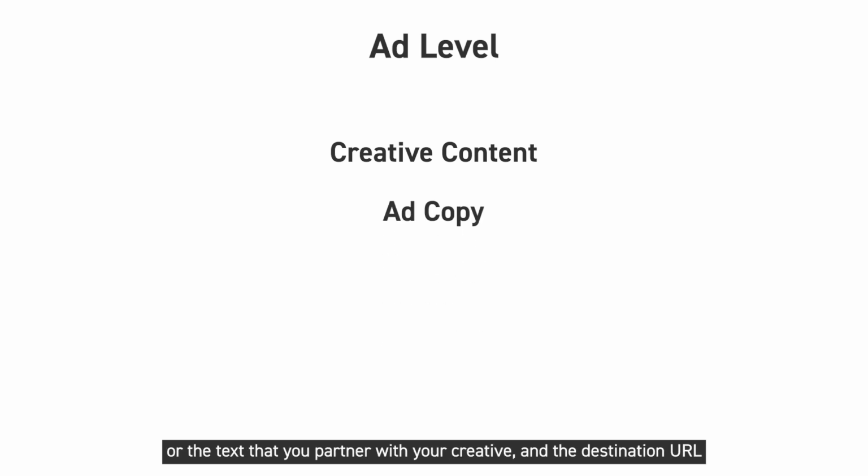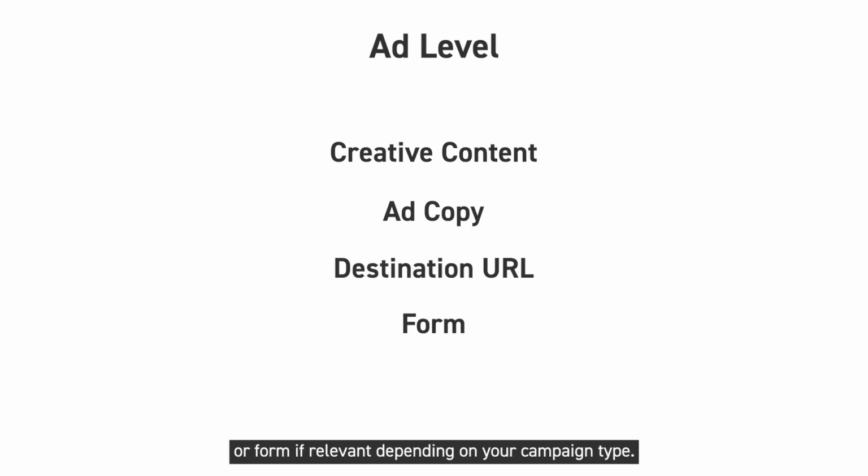And finally, we have the ad level of the campaign. So this is where you create the ad itself, what your ad will actually look like. So the creative content, which is image, video, graphic, the copy to accompany your ad or the text that you partner with your creative, and the destination URL or form, if relevant, depending on your campaign type.